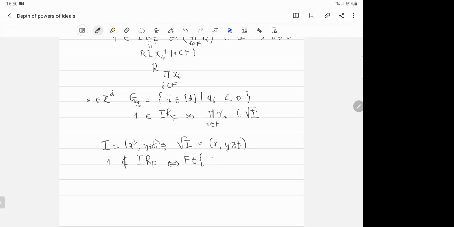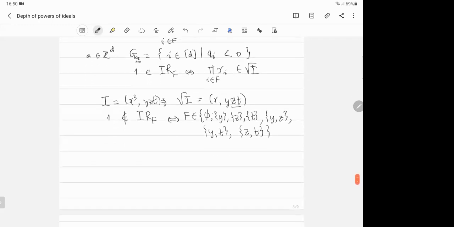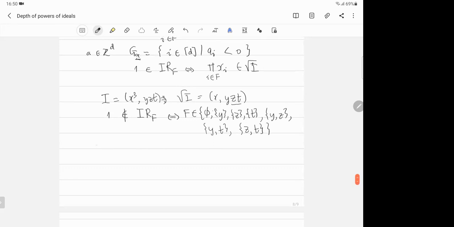The smallest one is the empty set, and then you can take a subset of {y, z, t}, but not yzt itself, right? Because it also cannot be divisible by the product yzt. So these are all the things that you can get. Okay, so in the end, that was our first computation.